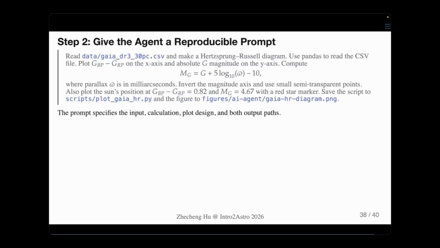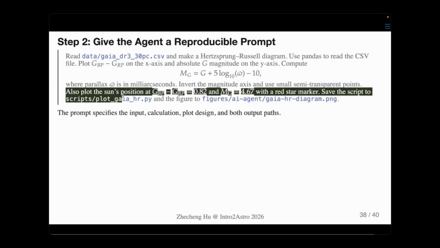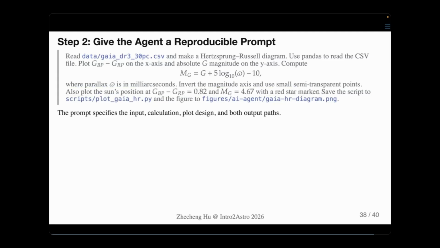Okay, and invert the magnitude axis, because this is a convention in astronomy. The smaller magnitude means brighter flux. So basically, the magnitude axis should always be inverted. And I want the points to be semi-transparent. These are style requirements. I also wanted to plot the position of the sun with a red star marker and save the scripts to these locations.